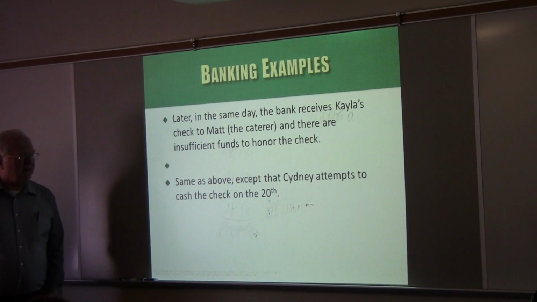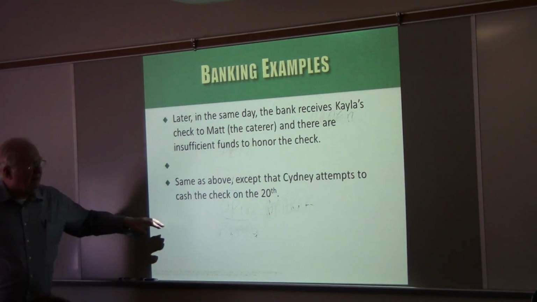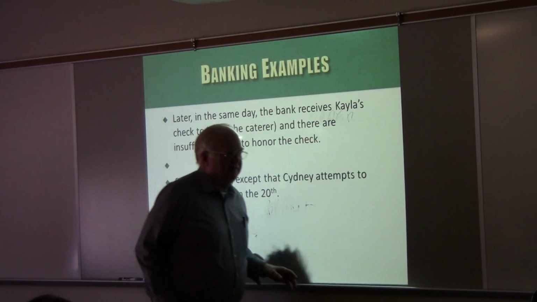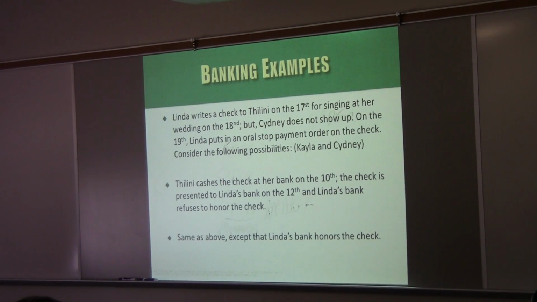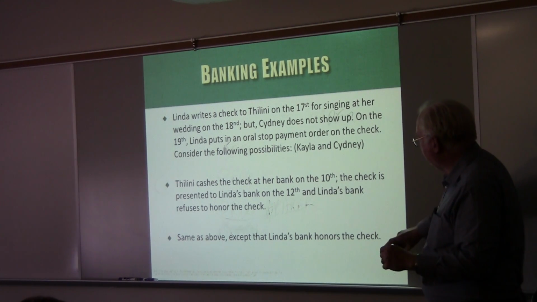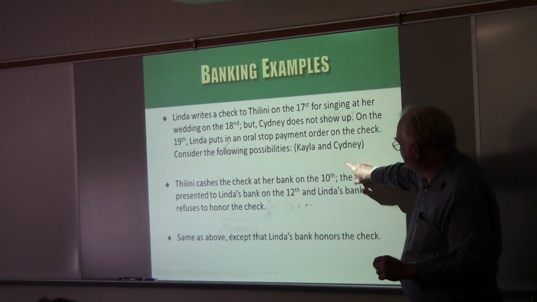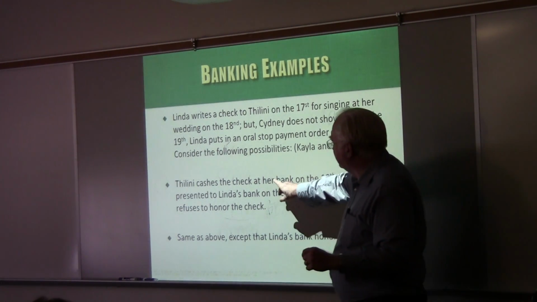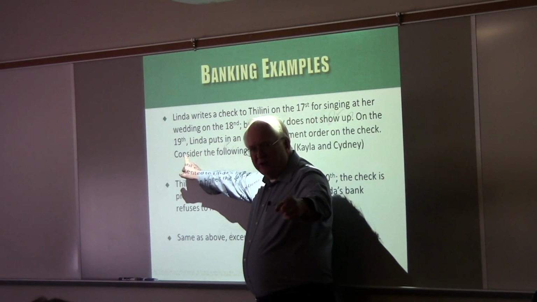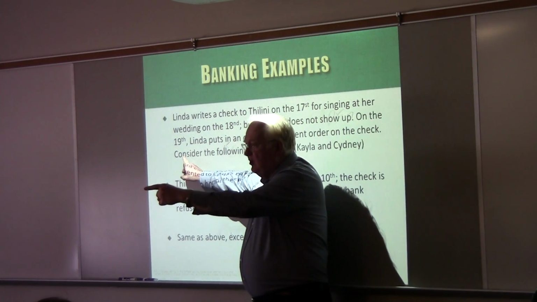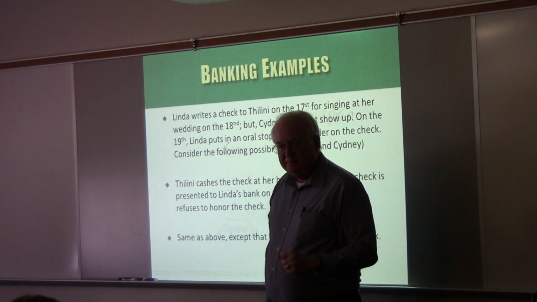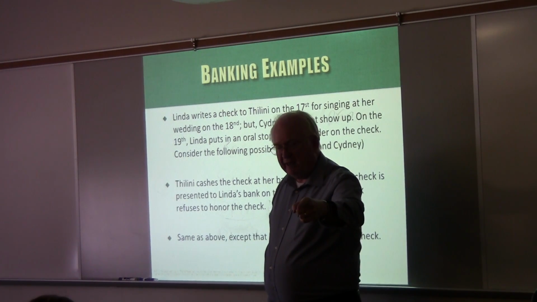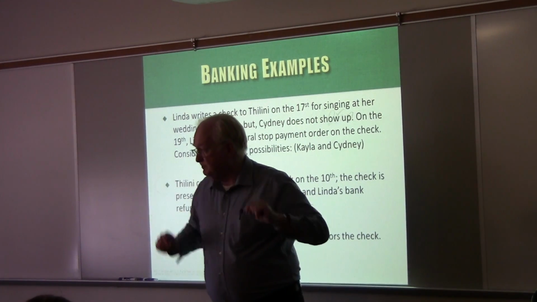Same as above, except that Tellini, and when I say same as above, I mean same as above here. So I got the things out of order. So this is a reference to here. You put in the stop payment order on the 19th. She tried to cash a check on the 20th. The bank should not cash it. If the bank does, what happens? The bank will replenish the money in your account, and then the bank will come after you.